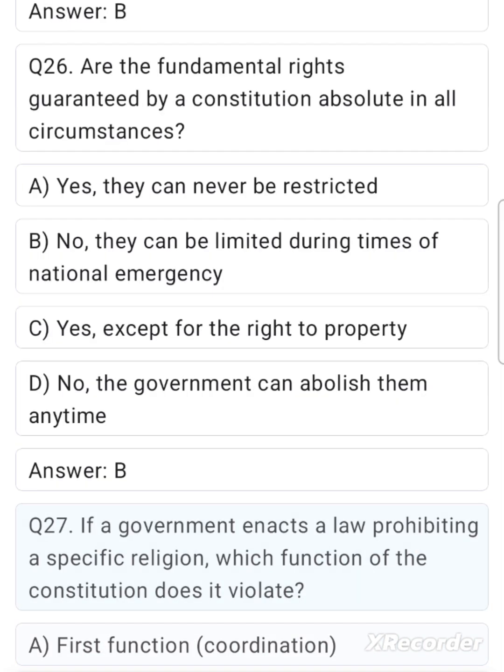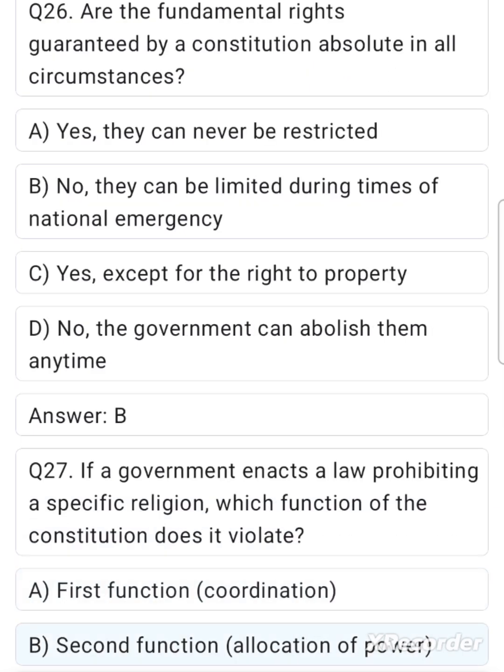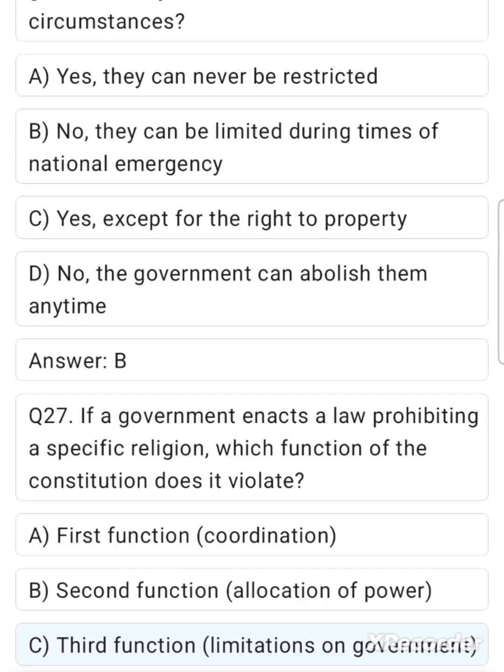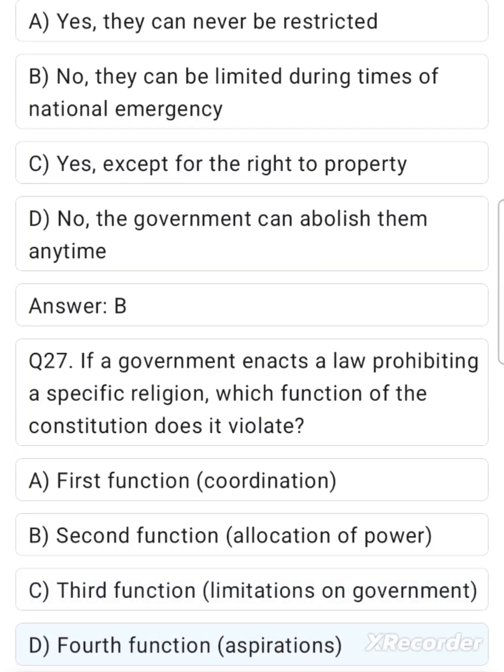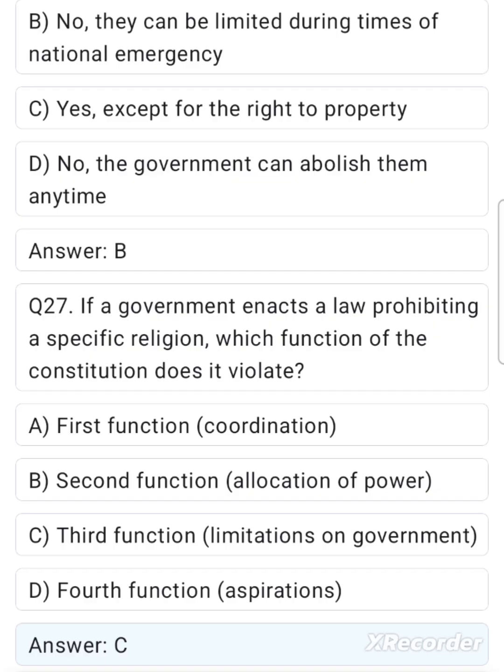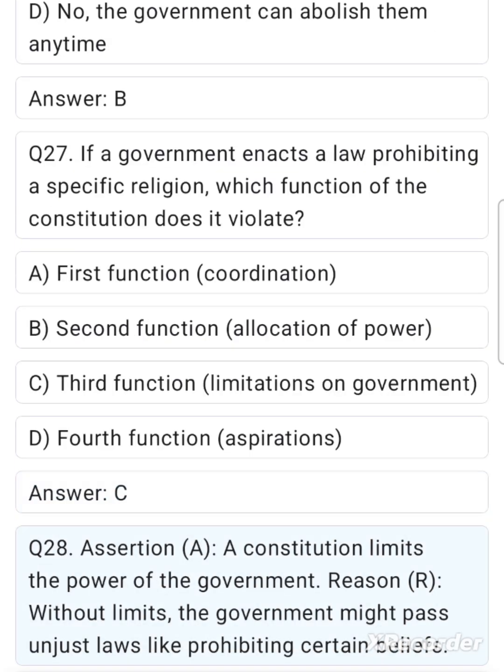Q27. If a government enacts a law prohibiting a specific religion, which function of the Constitution does it violate? A. First function, coordination. B. Second function, allocation of power. C. Third function, limitations on government. D. Fourth function, aspirations. Answer. C.